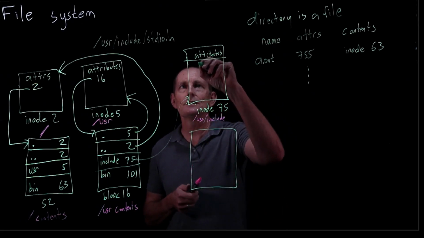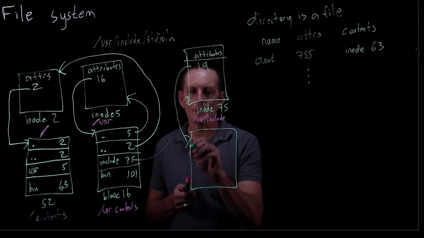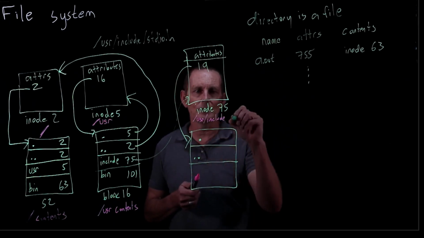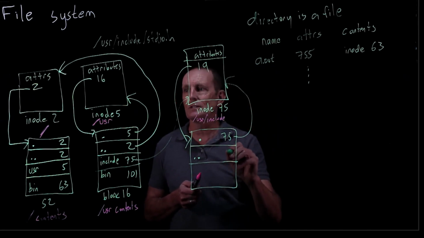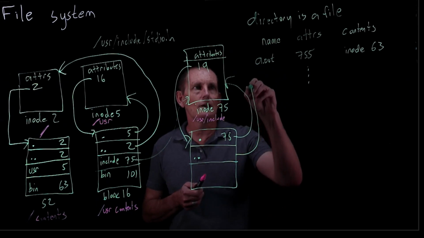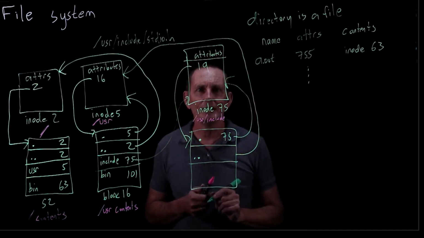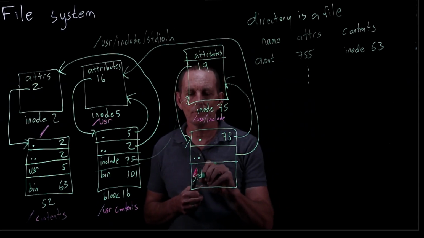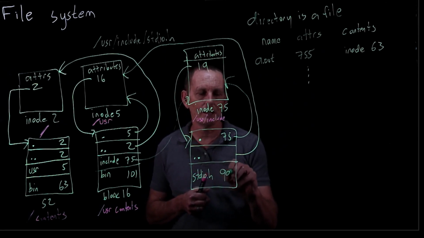So this is 19, which points down to here. We know we have a dot. Dot points to 75, which is itself. Dot dot points to the parent /user, which is up, over, and down. And among other things in here, the most important one we have is standard AO.h. So standard AO.h, let's say, is inode 99.